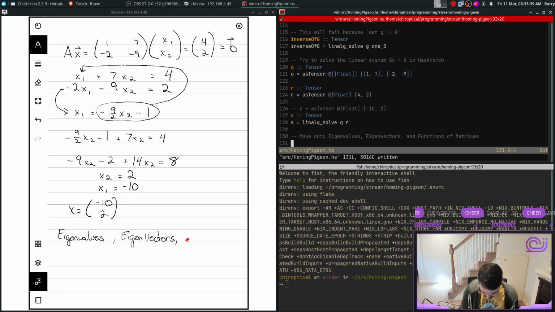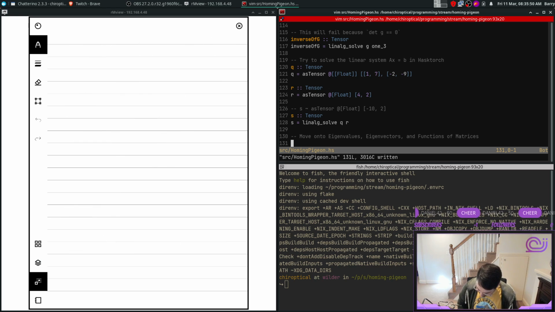Eigenvectors, functions of matrices. Okay, so the matrix vector product AX equals B constitutes a transformation of the vector X to another vector B. B can have a different length and a different orientation than X. An important problem is, given a matrix A, to find out whether vectors X exist for which AX points along the same direction as X.